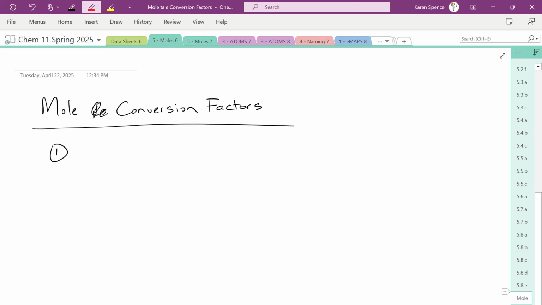Mole conversion factors. What is one conversion factor that we know about the mole? We don't know any? 6.02 times 10 to the 23. It's 1 mole of atoms. 6.02 times 10 to the 23 particles equals 1 mole of particles.